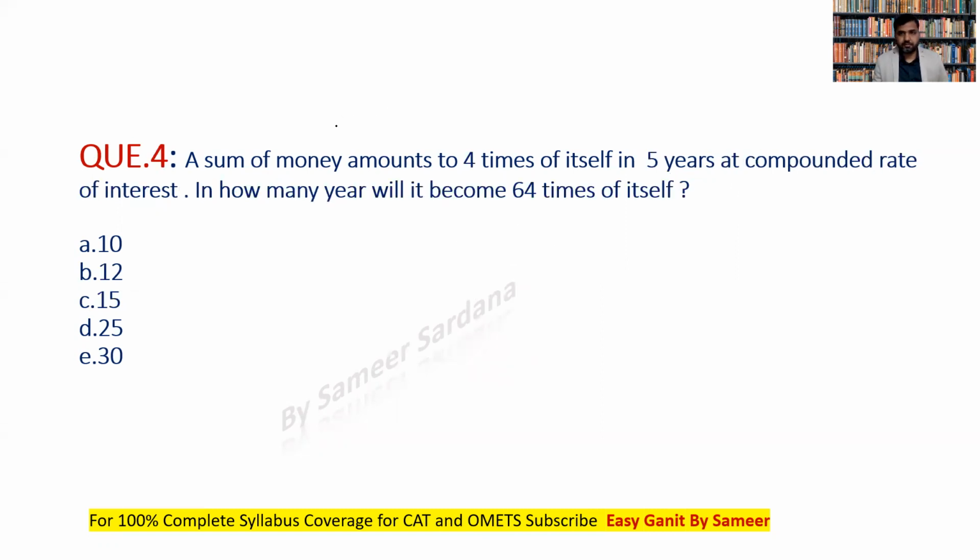Question number 4. A sum of money amounts to 4 times of itself in 5 years at a compounded rate of interest. In how many years will it become 64 times of itself? So guys, you have invested some amount of money. Now this time we are solving a question of compound interest, not of simple interest, right? This money becomes 4 times of itself. In how many years? In 5 years, right? At compounded rate of interest.